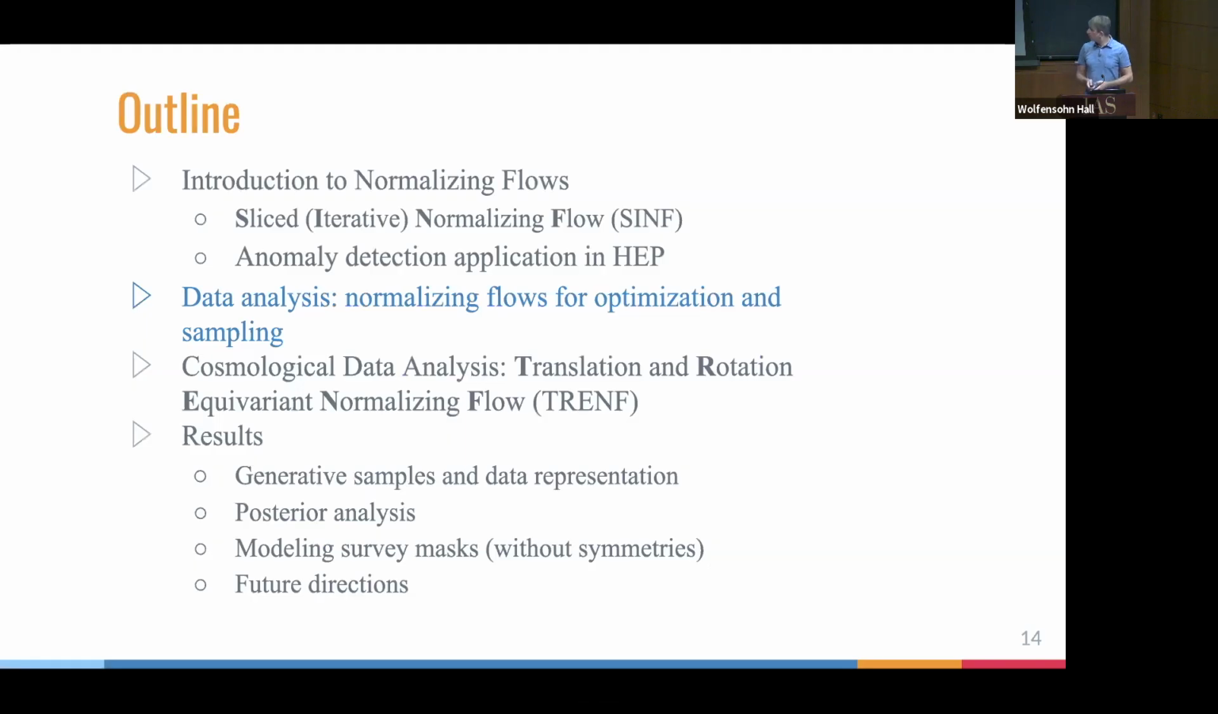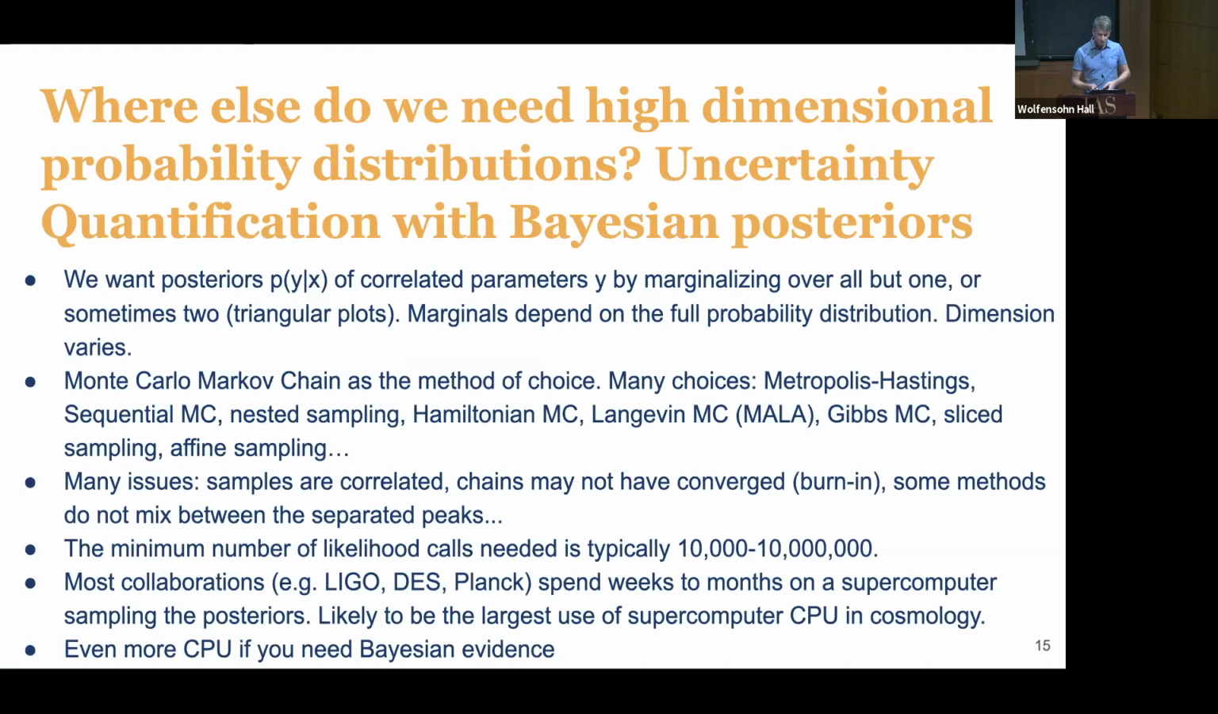All right, so let me move on now to data analysis, how we can do data analysis with this. So where else do we need these high-dimensional probability distributions? One place where we use them a lot is Bayesian posterior analysis.